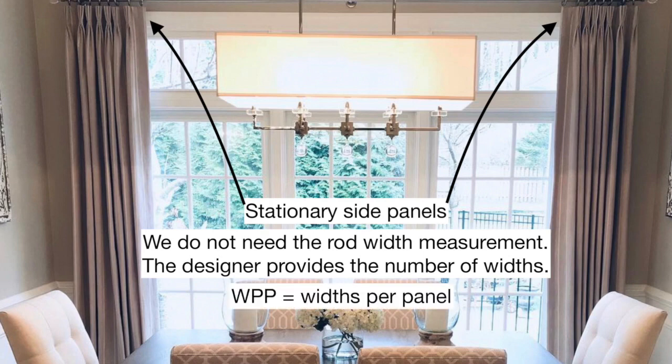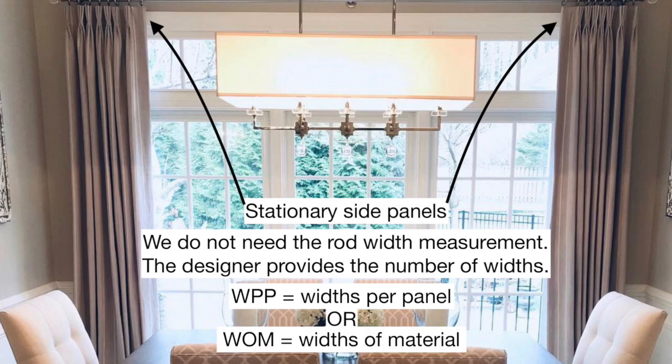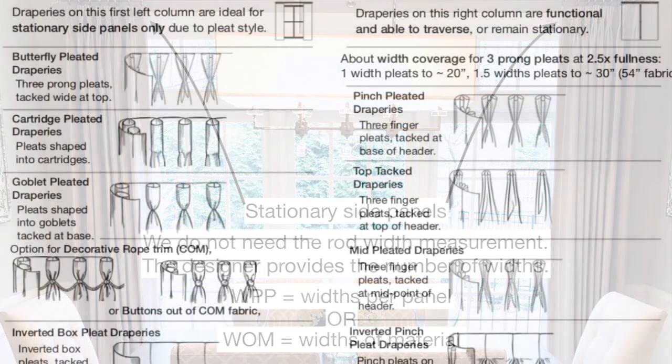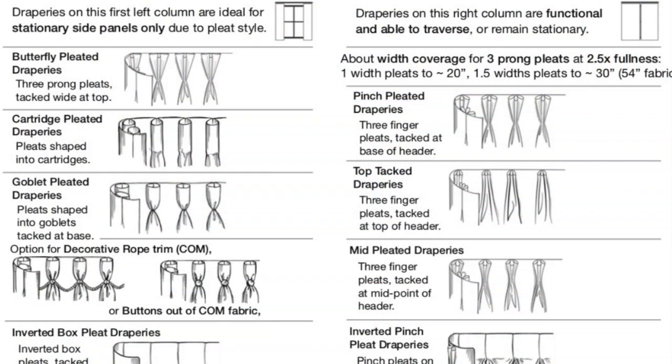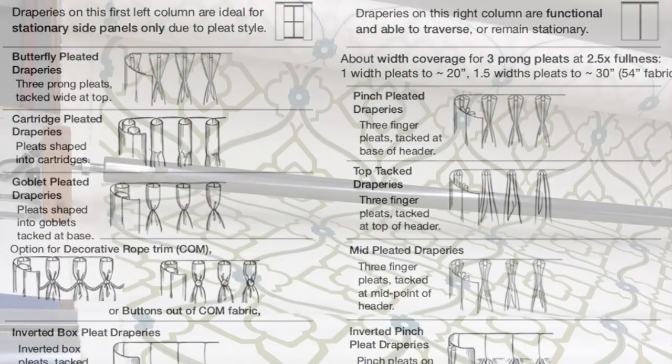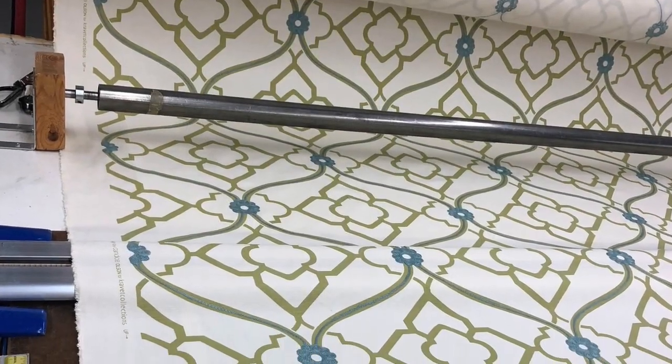Some designers specify this by the widths per panel for each drapery, or WOM, meaning widths of material used for each panel. You can see how we distinguish between stationary side panels and functional traversing panels in our price catalog. But let's go back to fabric widths for a minute.